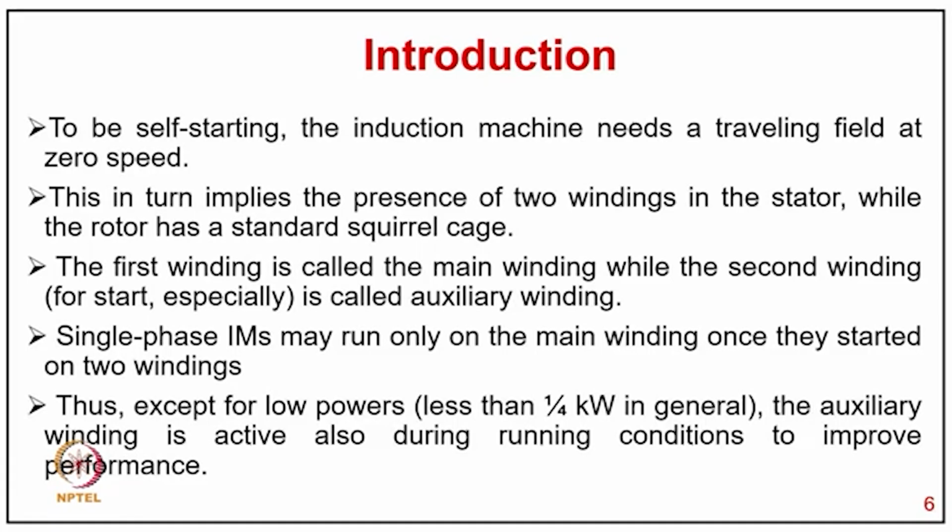A single phase induction motor may run only on the main winding once it has started, or it can run on two windings. Thus, except for low power, less than a quarter kilowatt, in general the auxiliary winding is active also during the running condition to improve the performance.